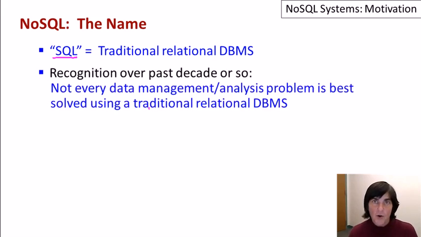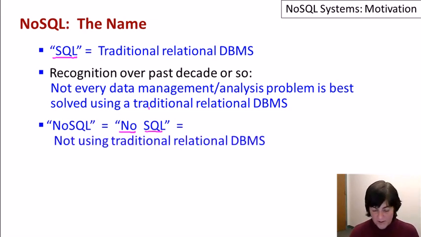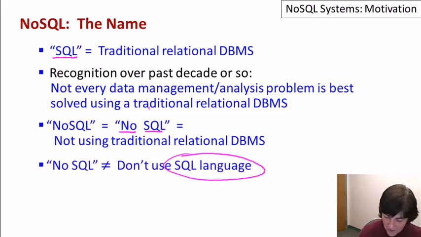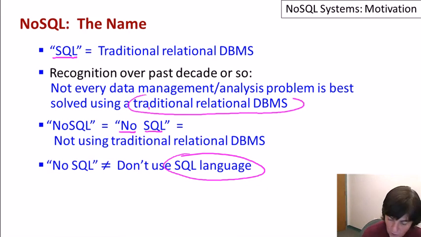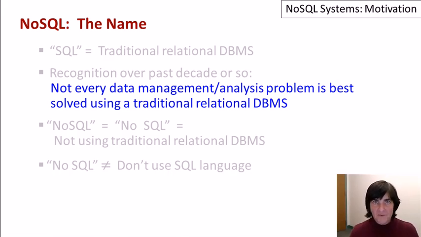Over the past decade or so, there have been a number of new data management and analysis problems that have cropped up, and we'll talk about some of those, where a traditional relational database management system might not be the best solution for those problems. And again, we'll talk about that as well. So NoSQL, when you take it apart to mean "no SQL", is saying that for some problems we might not want to use a traditional relational database system. It's not talking about the SQL language itself, not picking on that, but again, talking about the whole trappings of the traditional system.